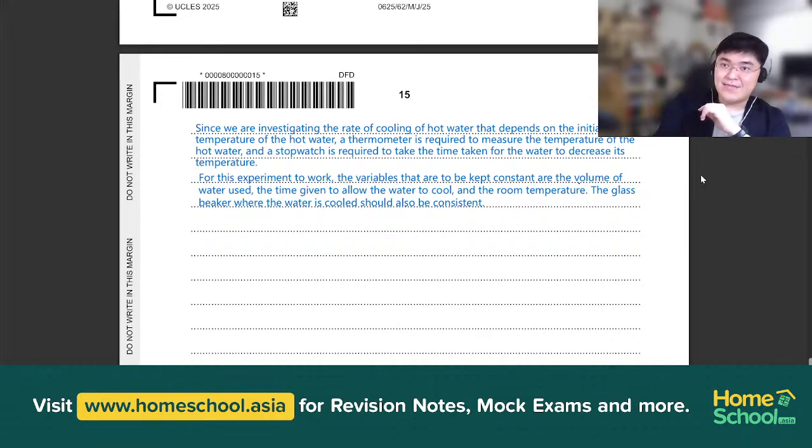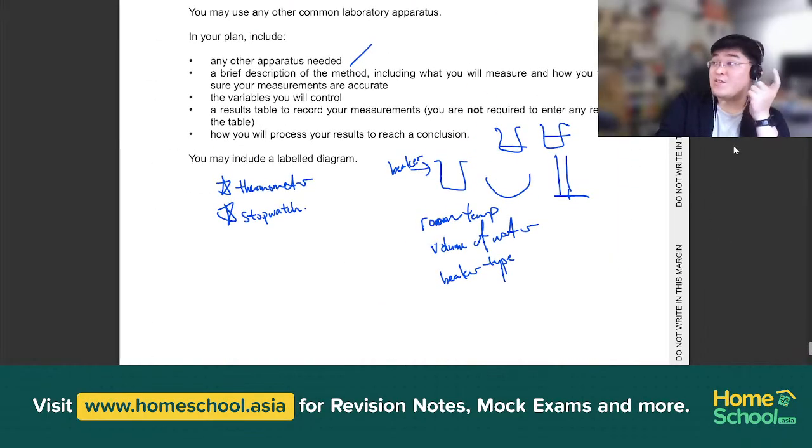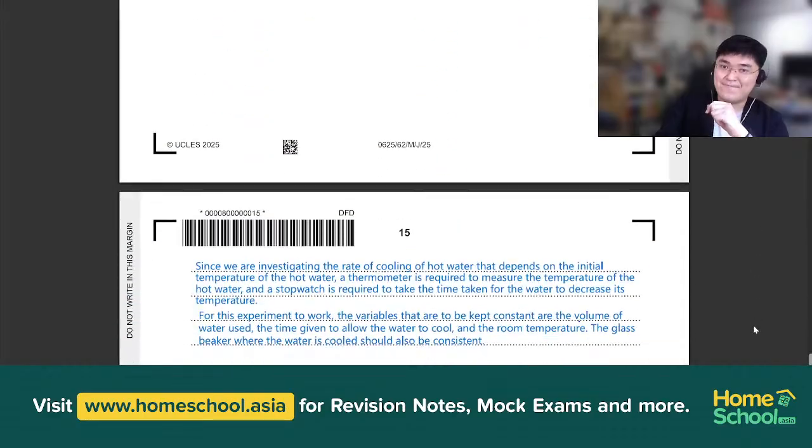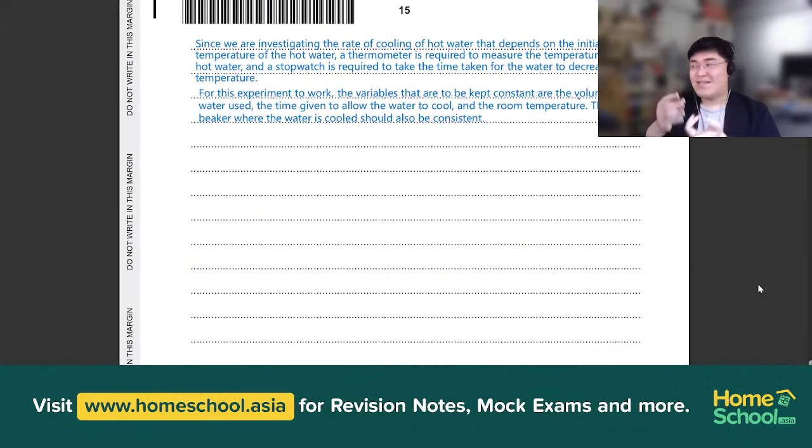Next, we have already found out the variables we need to keep constant. Now we want to briefly describe how we conduct this experiment. Basically, we first put the cold water into the kettle to boil. If not, how are we going to get hot water? So first we boil the water to 100 degrees Celsius and then we measure a certain amount of water, say 50 cm cube, using a measuring cylinder, and put it into a beaker. Then we wait until the temperature hits 90 degrees Celsius, and then we start the stopwatch.